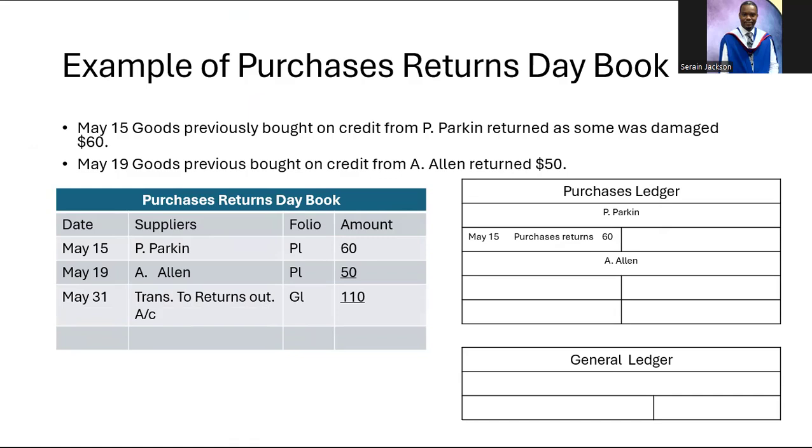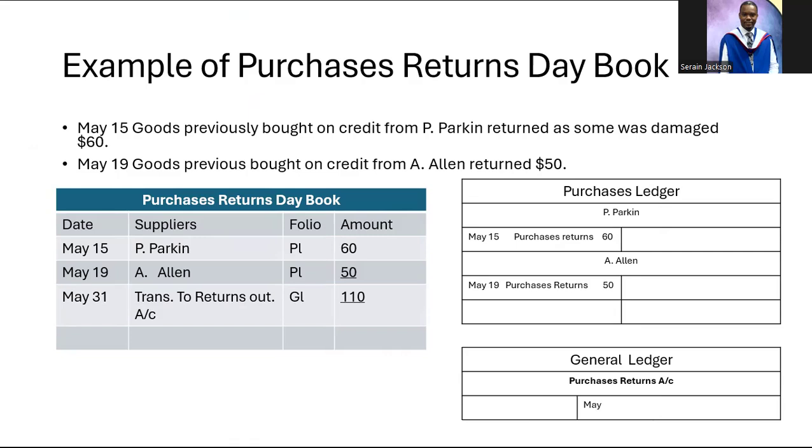All right, let's debit Mr. Allen's account, so May 19, and you would write the same information, purchases, returns, and the amount is $50. Now in the general ledger, we are going to have our purchases returns account. The returns outwards account, right? Now the purchases returns account is always credited. So we're going to put the information on the credit side, right?